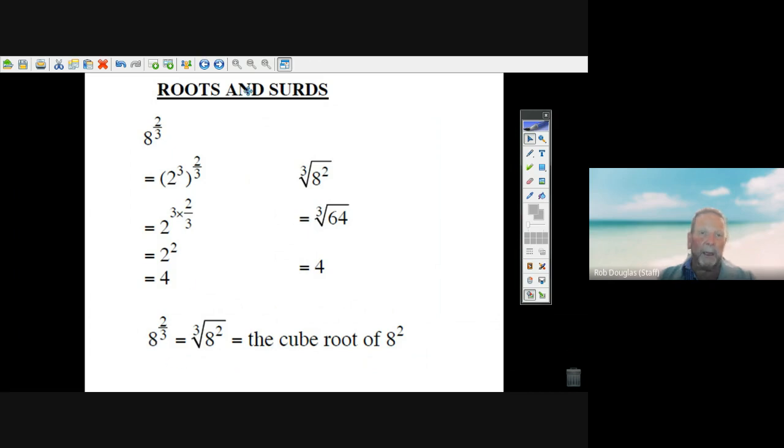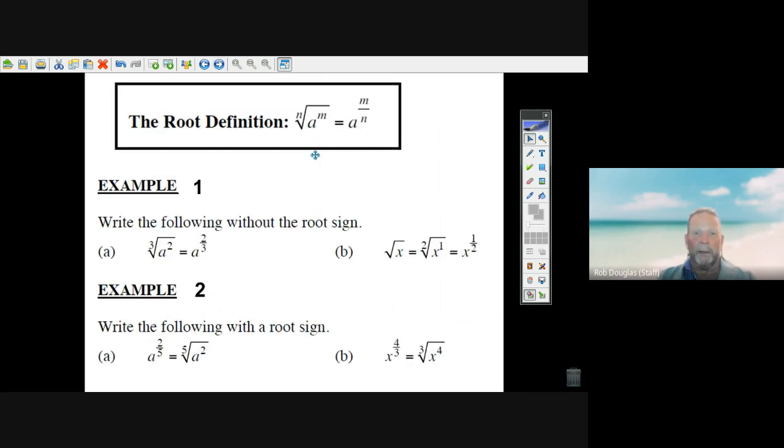That means we could come up with a general formula that if we have anything to the m over n power, it's the nth root of a to the m. Well, that's a root definition. That's what it is. So a rational exponent is really a root. Okay, that's how it works.